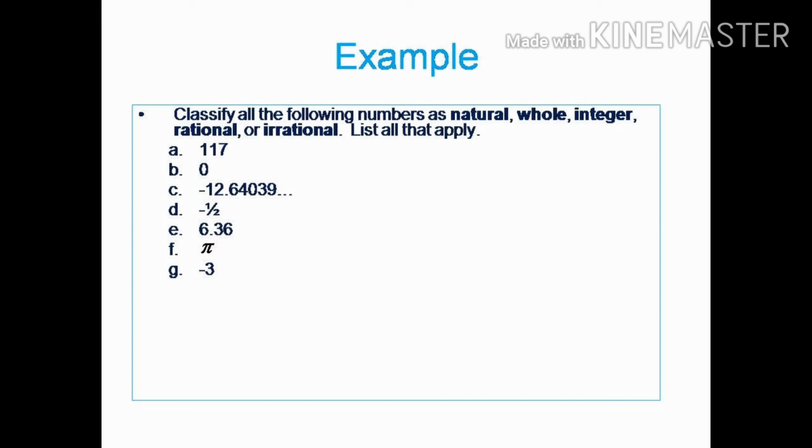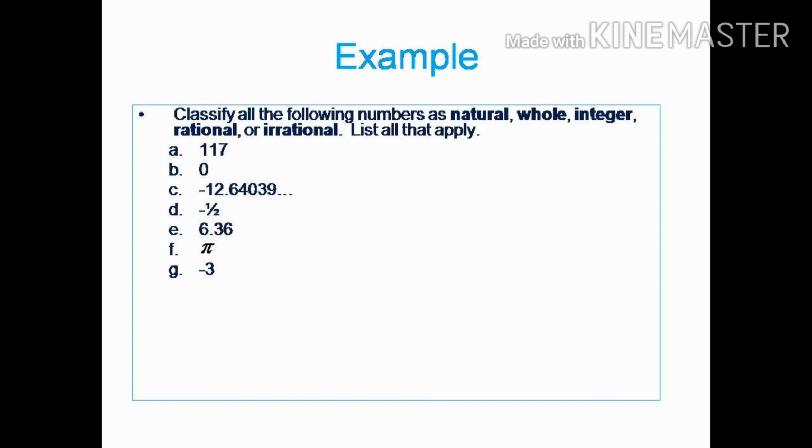0 is not a natural number, but it is a whole number, integer and a rational number. Minus 12.64039 and so on. See, what type of number is this? Minus is there, which means it comes under integers and rational numbers. But see, the ellipsis is there, the dots, so it is non-terminating. See, no pattern is repeating, so non-terminating, non-repeating. So minus 12.64039 and so on is which type of number? Irrational number. Good.